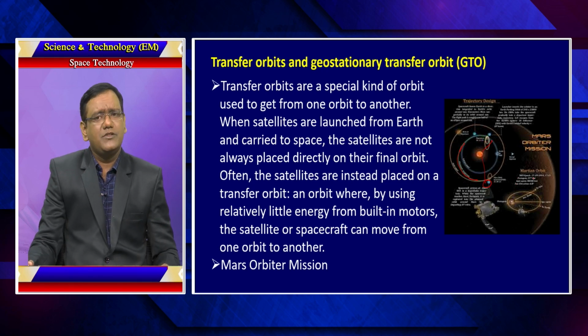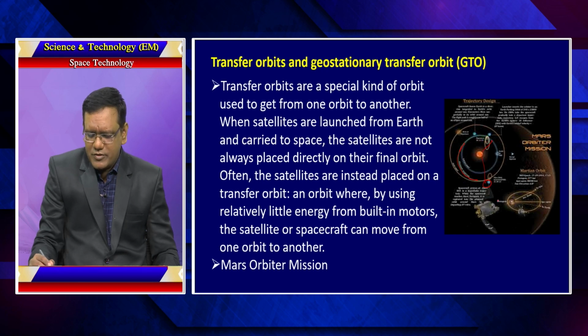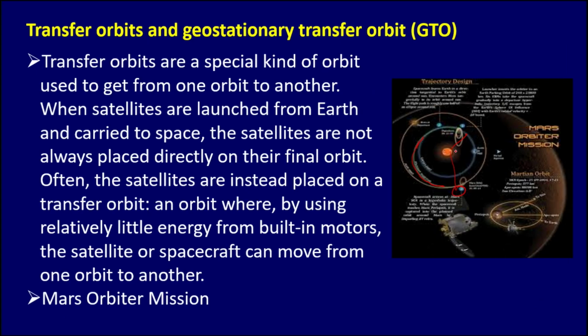In the Mars Orbiter Mission, imagine this is the Earth, and this is Mars. Earth's influence is somewhere up to here. So if you want to send a satellite beyond the influence of the Earth, and it goes near this Mars, then the satellite comes in the vicinity of the influence of Mars, and it will revolve around Mars.